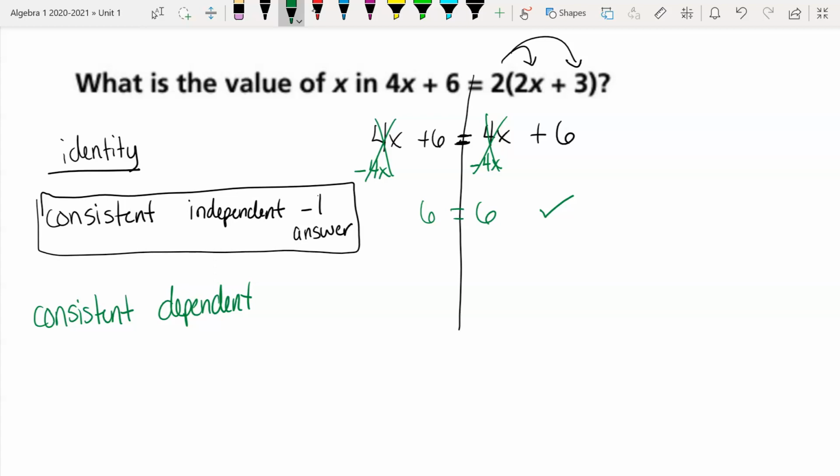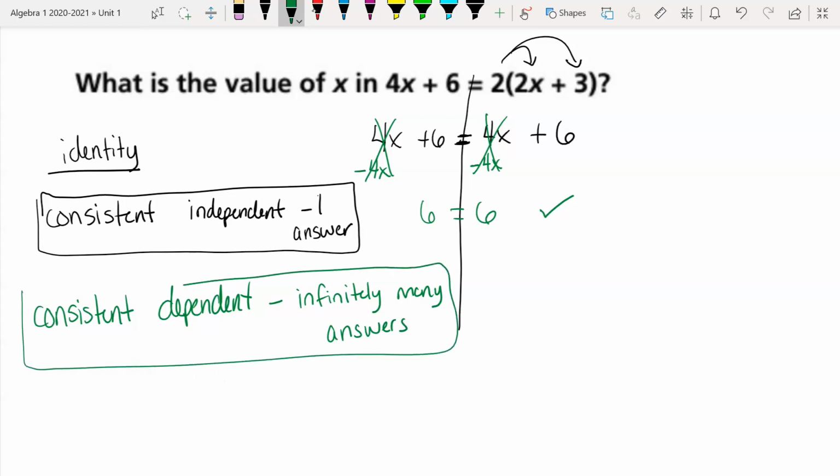So consistent dependent means there's infinitely many answers. Because I can plug anything I want in for x and it's going to work. Because they're the same equation on both sides of the equal sign. So the same setup. So like in ours, it was 4x plus 6 equals 4x plus 6. That's called a consistent dependent.